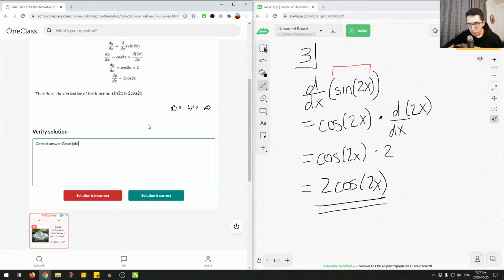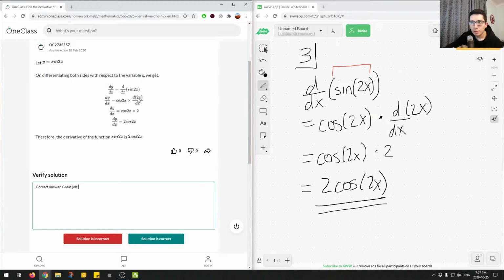Even if you started off with any kind of sine, cos, or tan, you do the same idea. You take the derivative of the entire function, so the outside, and then you multiply by the derivative of the inside. So if this was 3x, this over here would just be 3x. If it was sine 3x squared, this over here would be sine, this would be 3x squared, and then this would be cos 3x squared. Then you just continue on and get the correct answer.